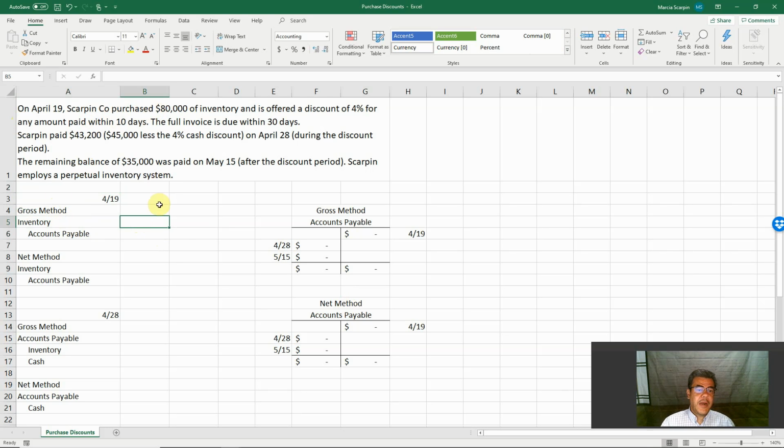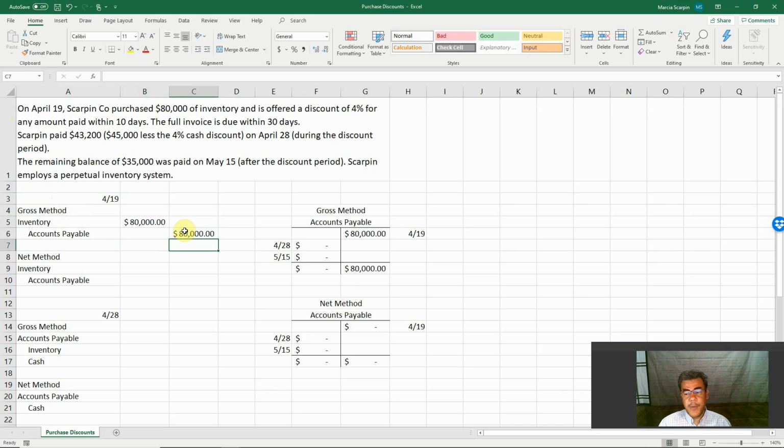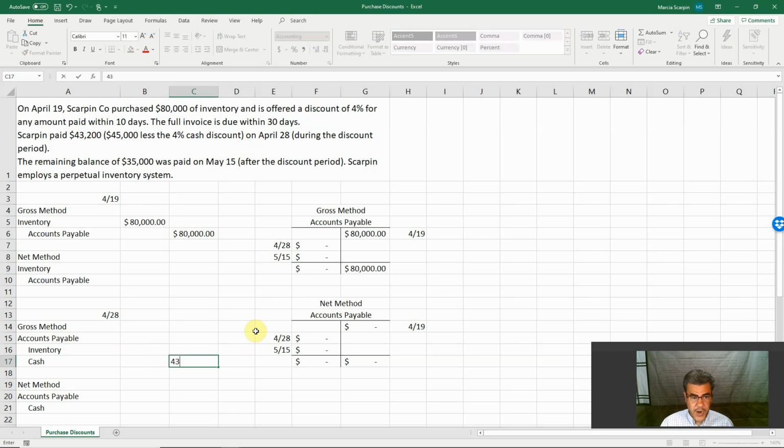So, okay, let's work with the gross method first. April 19th, purchase $80,000. So, debit inventory 80,000, credit accounts payable $80,000. April 28th, we paid 43.2. So this is our cash, $43,200. However, we are paying 45. The difference is our discount.